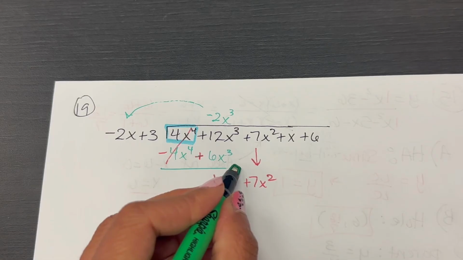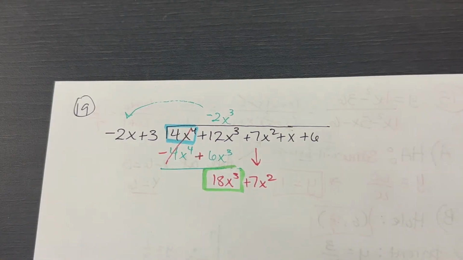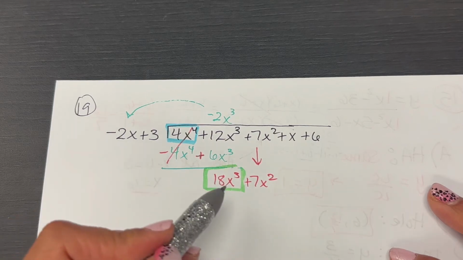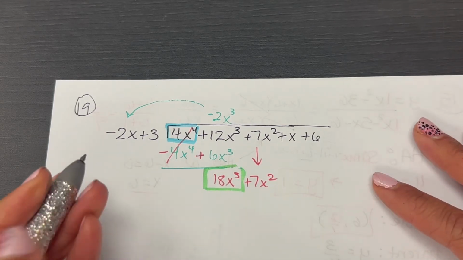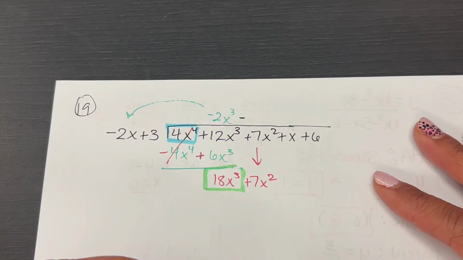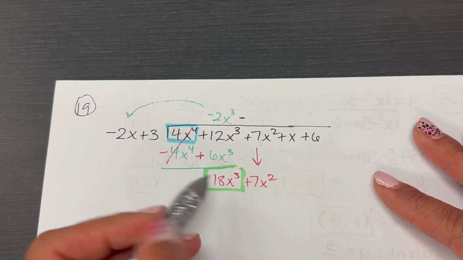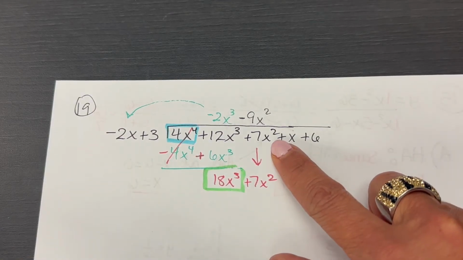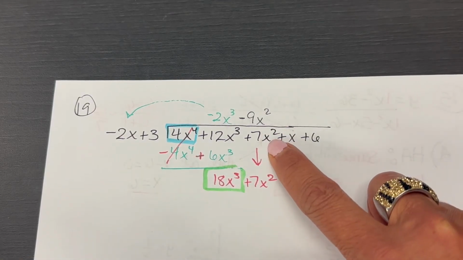So our next goal is an 18x cubed. So we have to ask ourselves, what do we multiply by negative 2x to get 18x cubed? I'm going to need a negative, because I need a negative times a negative to make a positive, 9x squared. It should follow in order with what's underneath it.